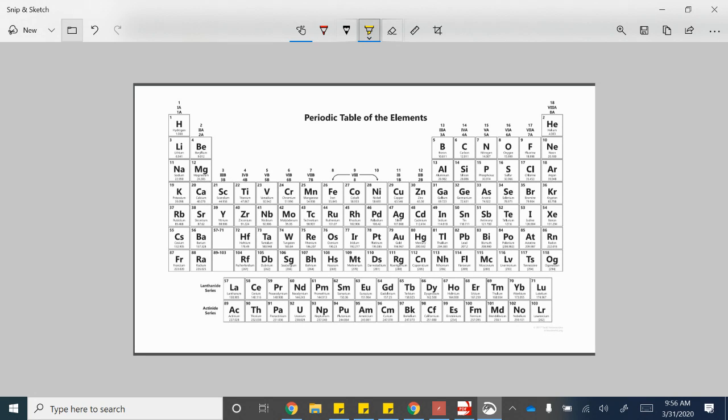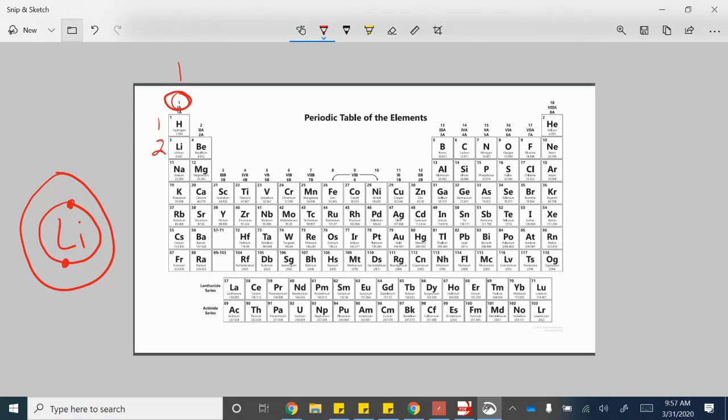So if we are drawing the Bohr model, let's just do lithium. So lithium, remember 1, 2, it's in the second row. So that means if we're doing the Bohr model, it has 2 shells. Remember the first shell holds 2 electrons and the next shell can hold 8 electrons. But since lithium is in the first column, it has 1 electron. All of these alkali metals have 1 electron in their outermost shell. So 1 valence electron. So lithium has 1 valence electron.